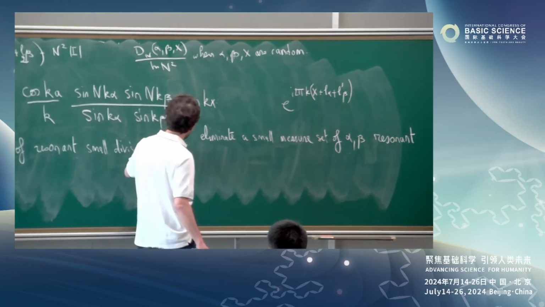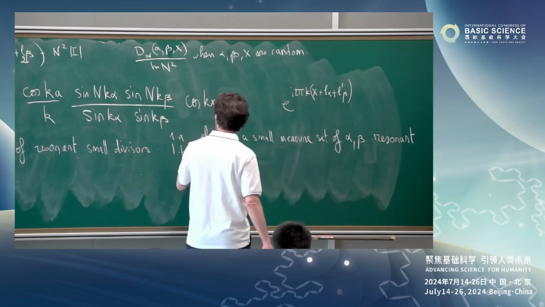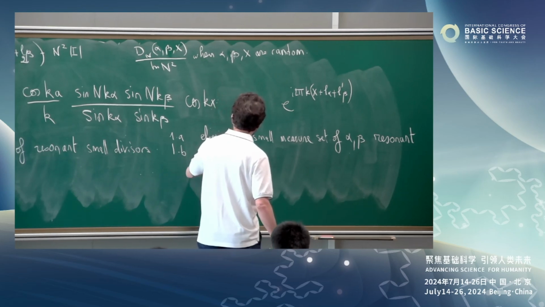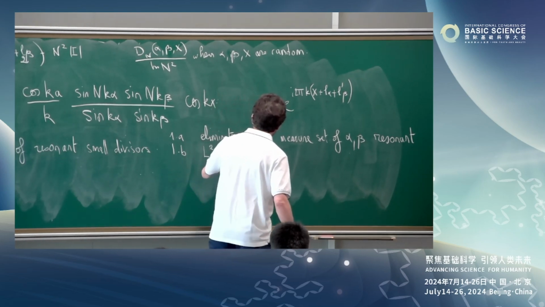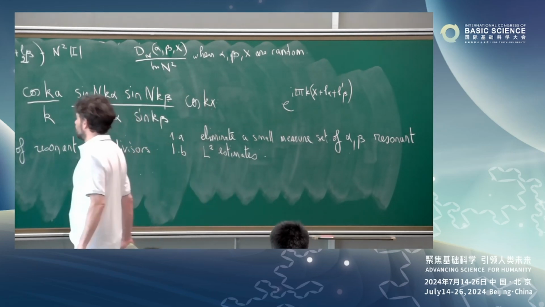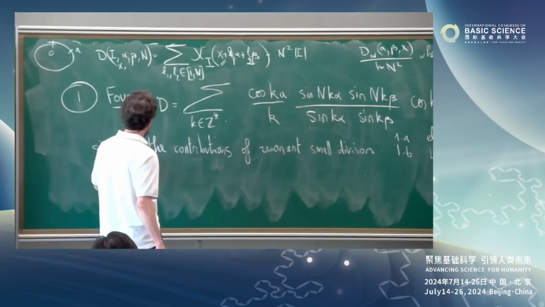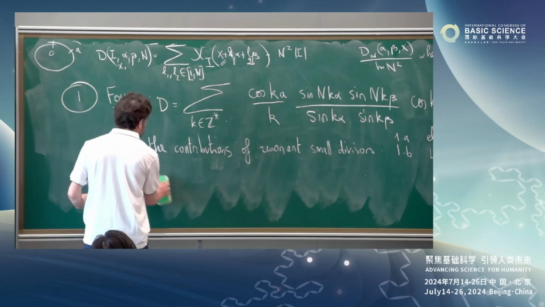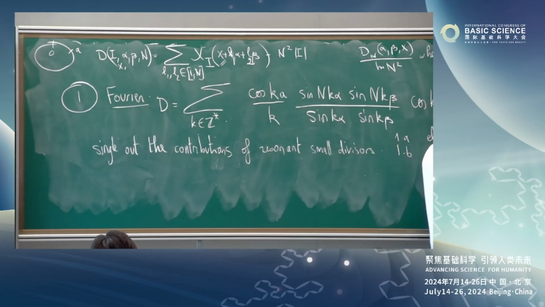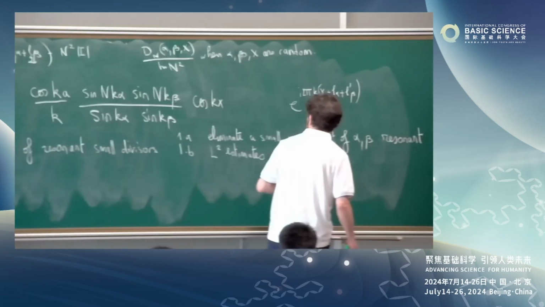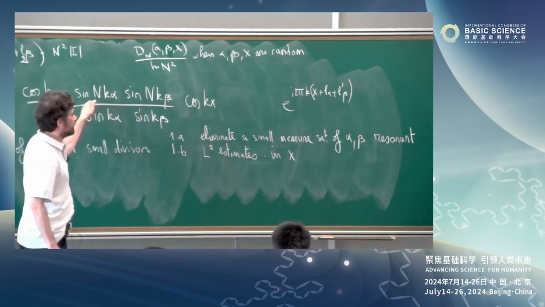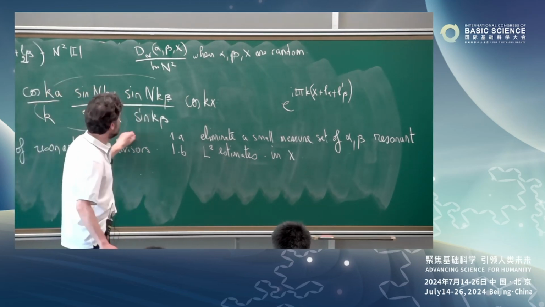Then 1B, you do some L2 estimates in X. Because we assume that X is random, we can estimate this in L2, and these become like independent.